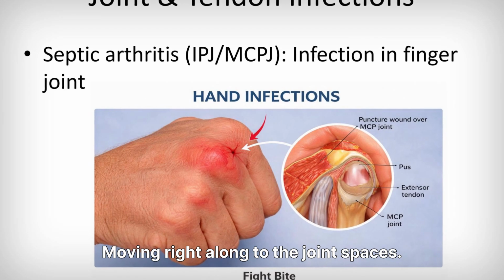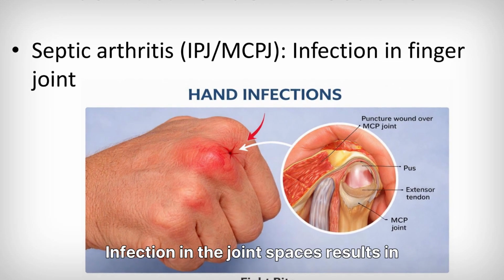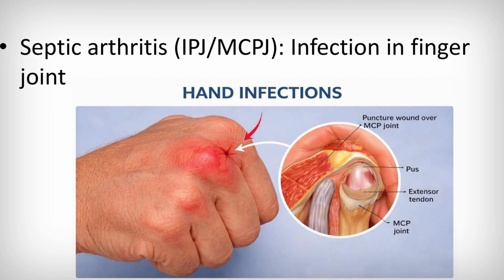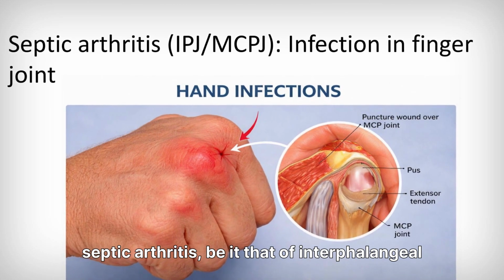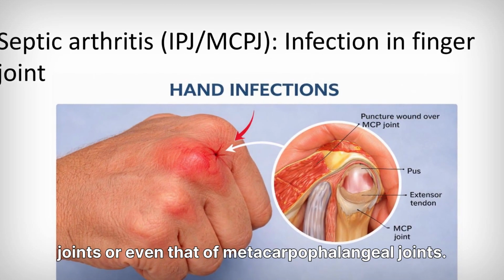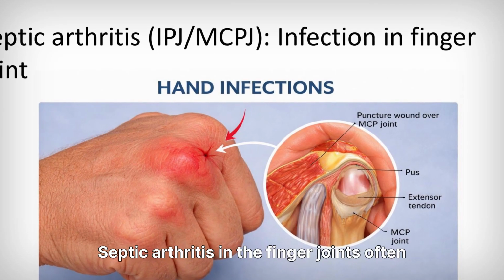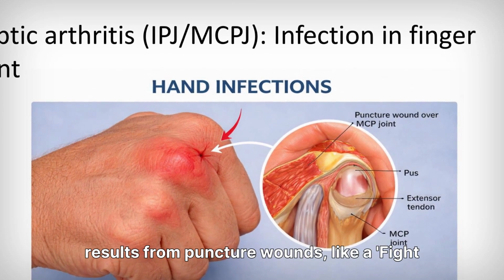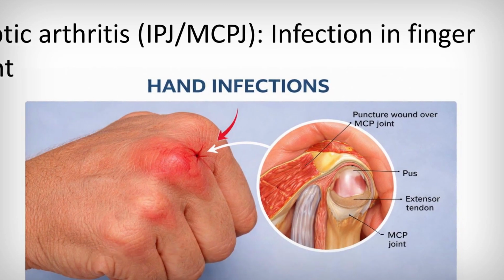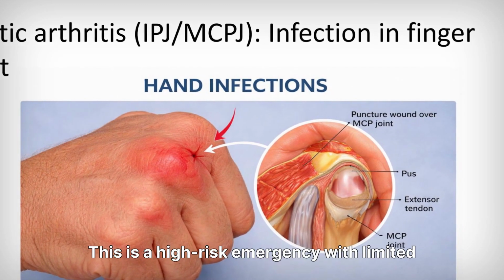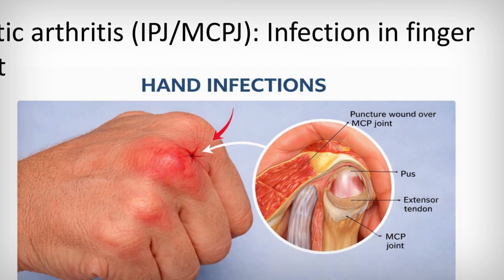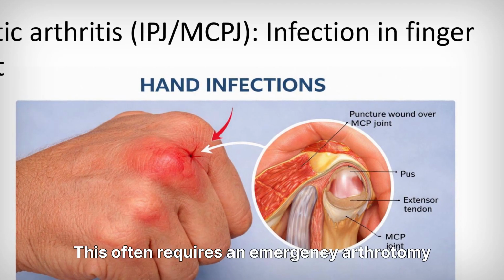Moving right along to the joint spaces. Infection in the joint spaces results in septic arthritis, be it that of interphalangeal joints or even that of metacarpophalangeal joints. Septic arthritis in the finger joints often results from puncture wounds, like a fight bite over the knuckle. This is a high-risk emergency with limited motion.